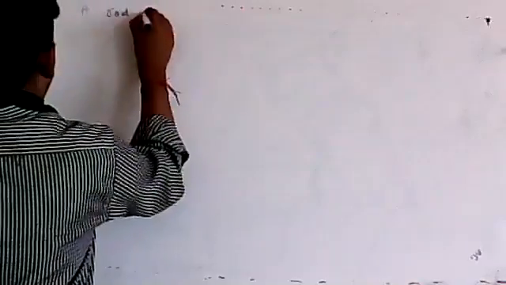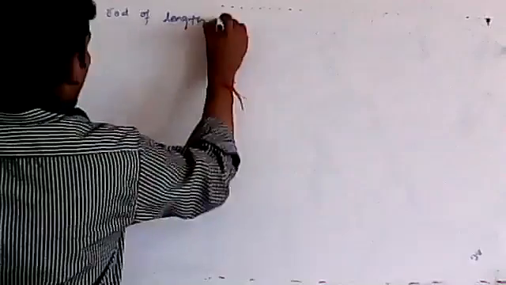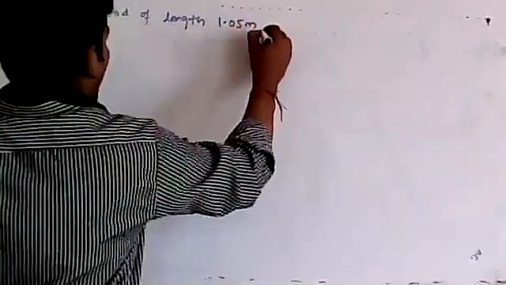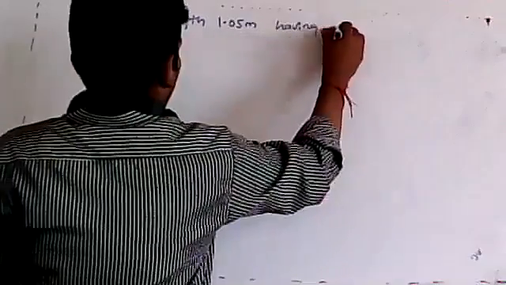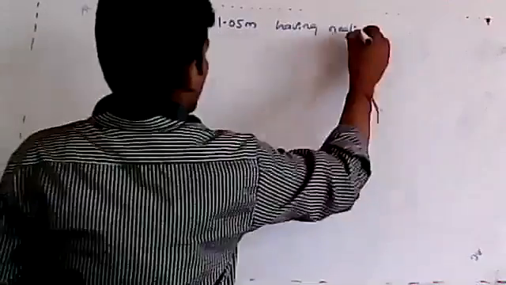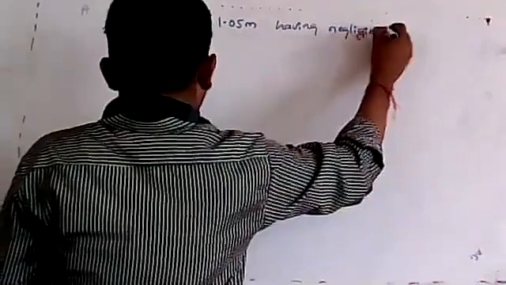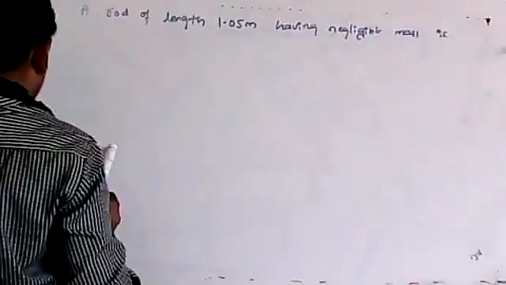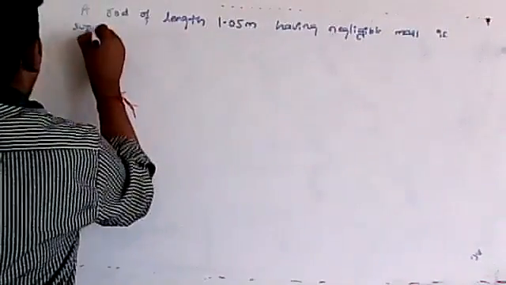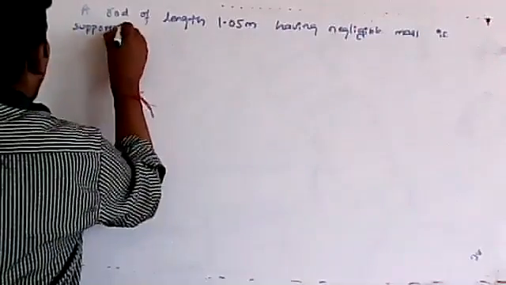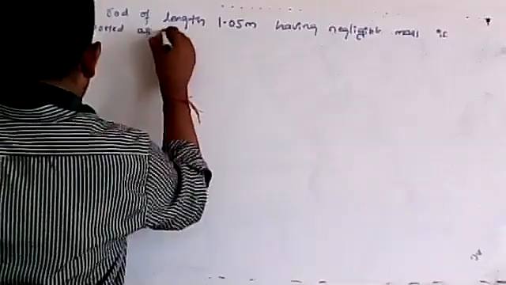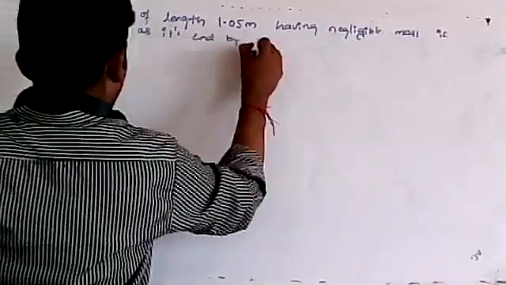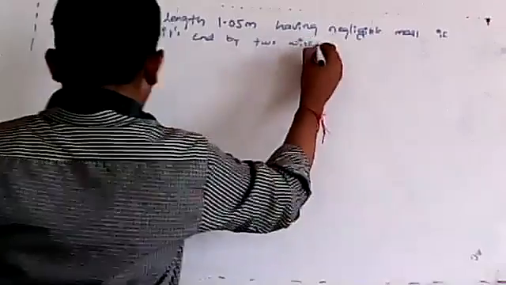Remember, this is also given in the exercise, additional problem. A rod of length 1.05 meter having... I already solved enough problems, so many problems. What they given in the exercise will help you to understand the concept. Just practice once again, independently you have to solve. The rod has its ends supported by two wires of steel.